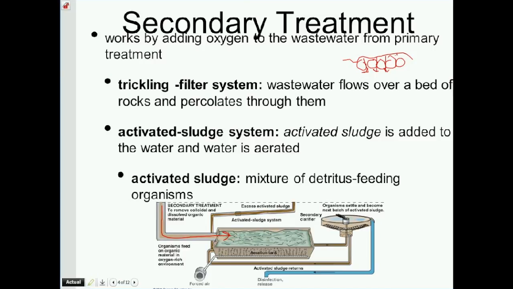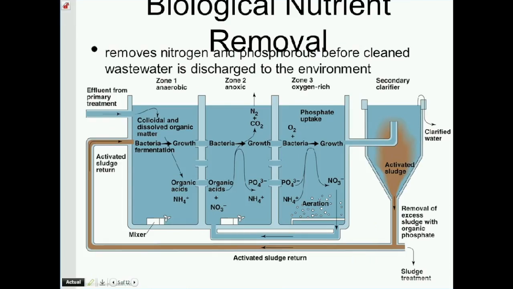Then you have this stuff called activated sludge. This is basically bacteria, these detritus feeding organisms, and they aerate the water. Again, the activated sludge needs oxygen. Okay, then I know this didn't cut off the top of it, but anyway, then you have something called biological nutrient removal that's going to remove nitrogen and phosphorus. So remember we talked about fertilizers and stuff. If that gets in here, it's going to get those out.